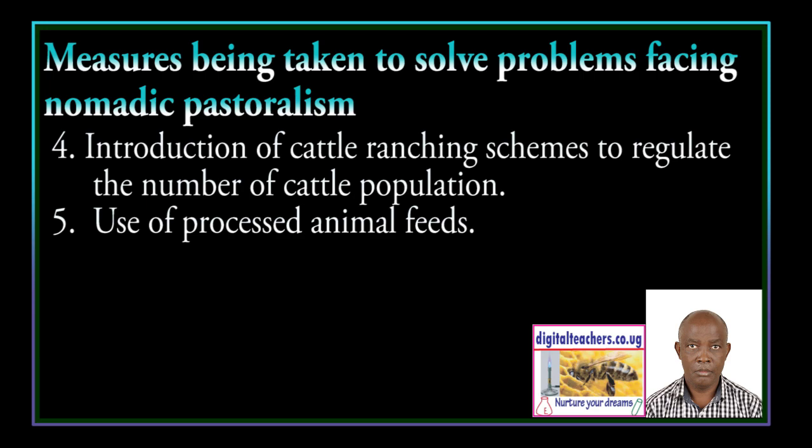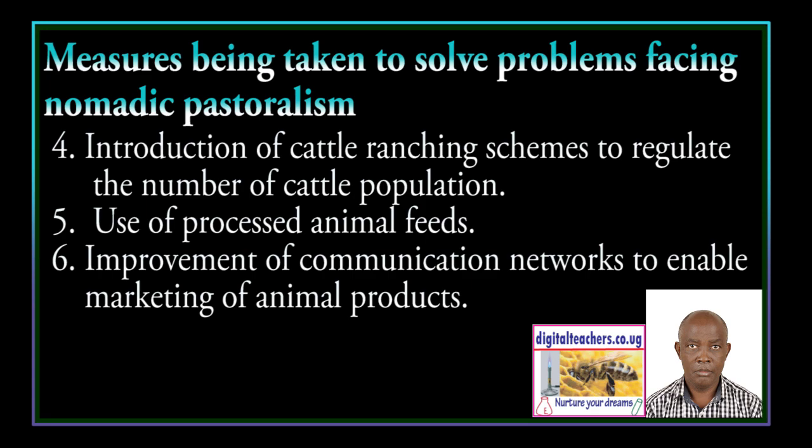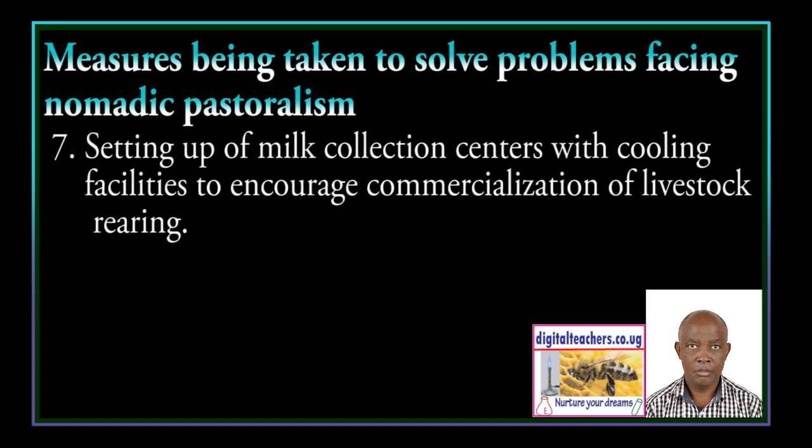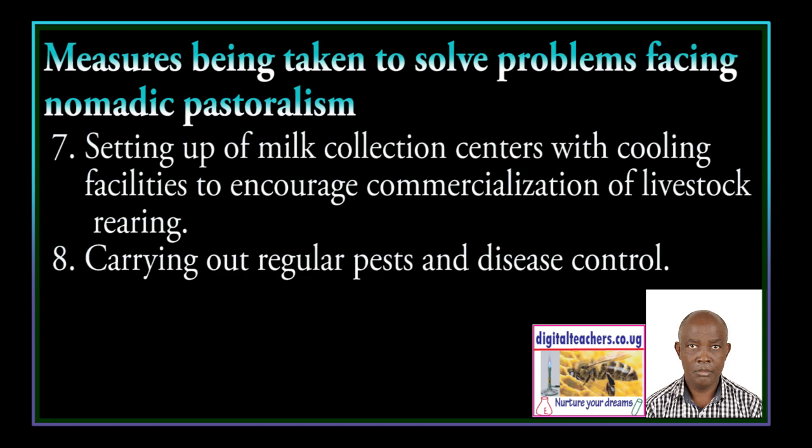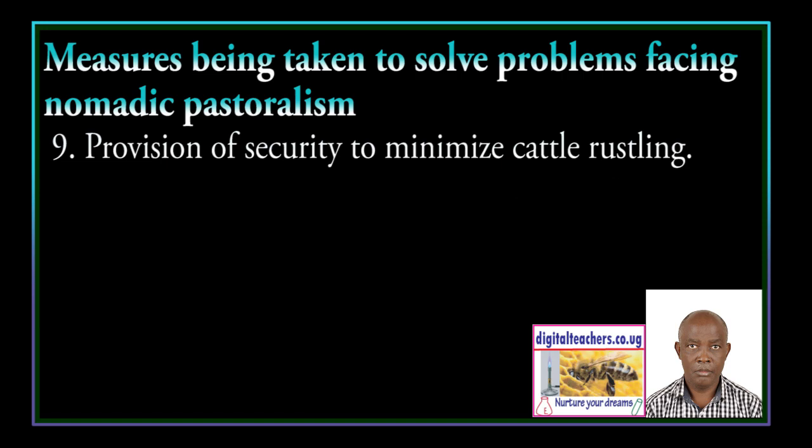Use of processed animal feeds. Improvement of communication networks enables marketing of animal products. Setting up of milk collection centers with cooling facilities to encourage commercialization of livestock rearing. Carrying out regular pests and disease control. Provision of security to minimize cattle rustling.